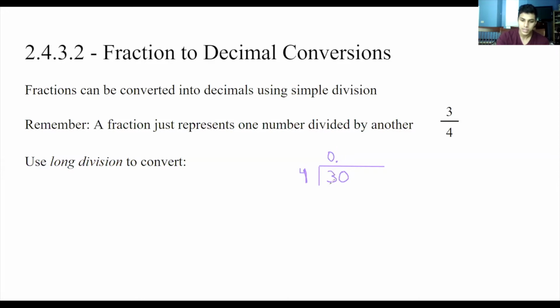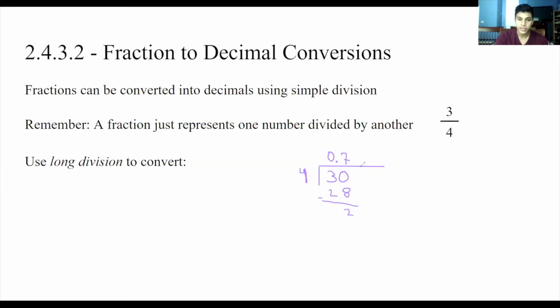So 0, because I divided 3 by 4, point because I started adding zeros, and then I keep dividing with my long division. So now if I were to do this question, 30 divided by 4, well, I get 7 here because 7 times 4 leaves me with 28. And if I subtract 28 from 30, that leaves me with 2 at the bottom.